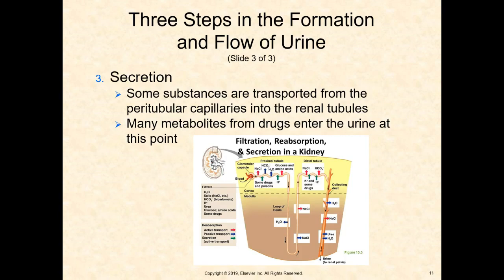The next thing that it does is secretion. Some substances are transported from the capillaries into the renal tubules. Many metabolites from drugs enter the urine at this point, but also sometimes we need more things in the bloodstream. We may need more sodium. We may need more chloride. We may need more bicarb. So these are things that if your body is deficient, the kidneys are able to pick that up and push those things from that urine back into the bloodstream. If there's too much, it's able to pull it out, so it regulates that balance in the body.